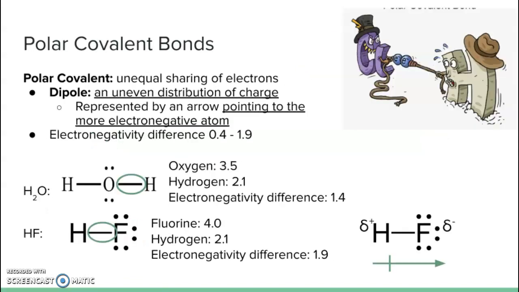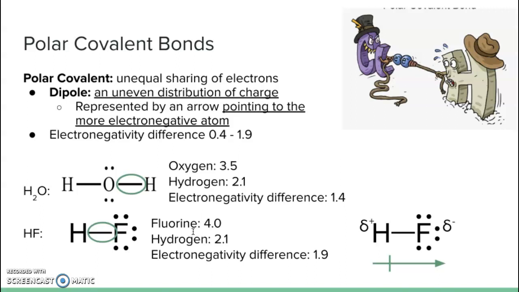Polar covalent is the unequal sharing, okay? And when I have an unequal sharing, I have to have a dipole that is shown, and that shows that it's an uneven distribution, meaning one is going to hoard more electrons. And so this is represented by an arrow pointing to the more electronegative element or atom. And these electronegativity differences are between 0.4 and 1.9.